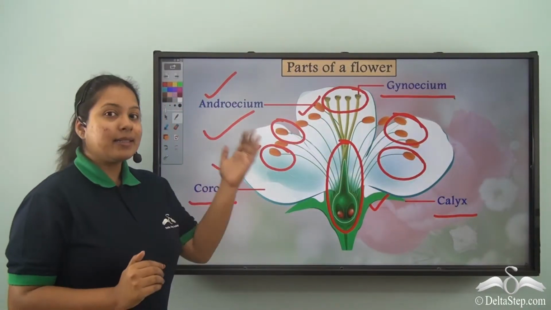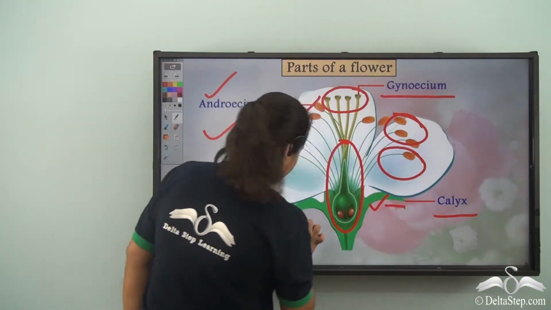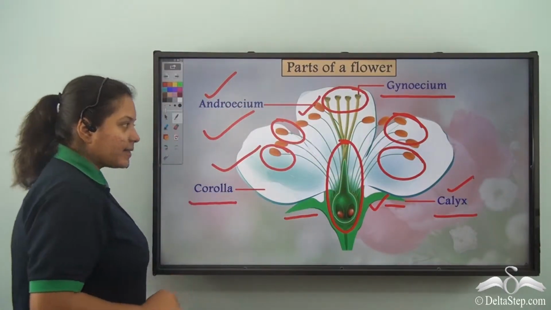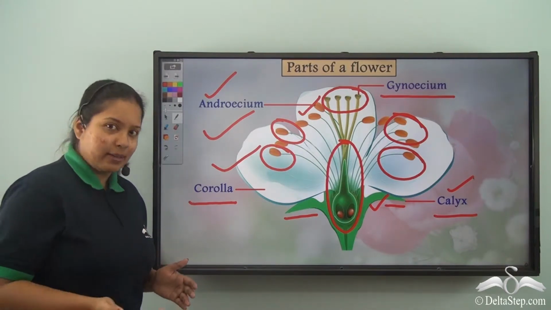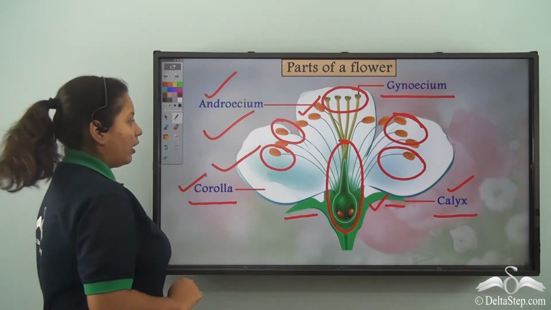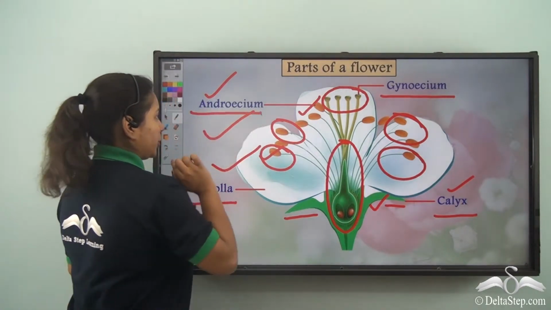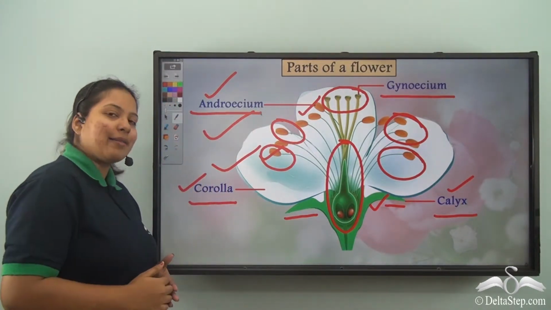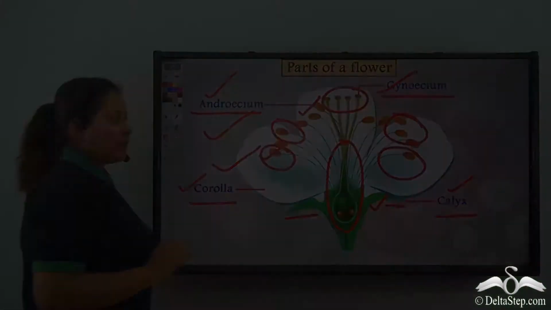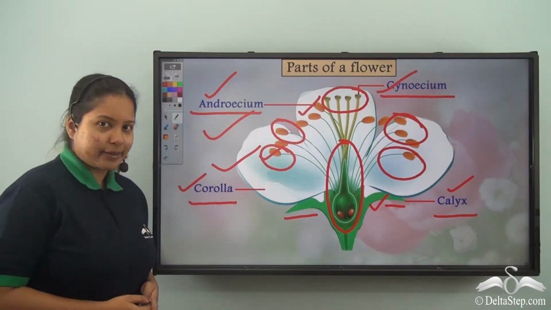So, what are the different parts of a flower? First, we have got these green-like structures which are known as calyx. Next, we have got the colorful petals which are known as corolla. Then, we have got the male reproductive part which is known as androecium. And finally, we have got the female reproductive part, that is the gynoecium. So, let's learn how to draw the parts of a flower.